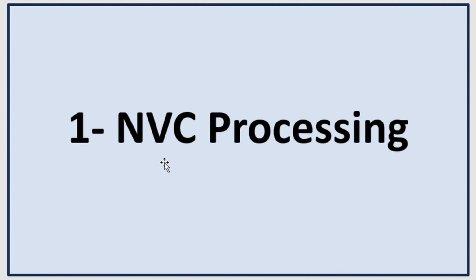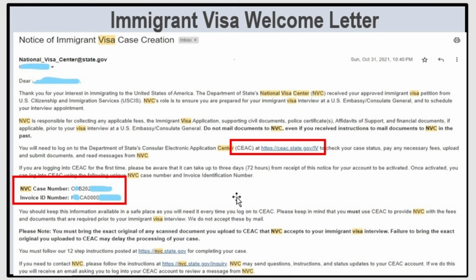What does it mean? Once USCIS approves your petition, they will send you an I-797 telling you that they approved your petition. And in the meantime, USCIS will send your approved petition to NVC for processing. NVC will receive your case, enter the data from your petition into the system, then create your login credentials and send it to you as a welcome letter, like this one right here. This is for an immigrant visa case. They will send you the NVC case number, invoice ID number, and the link.